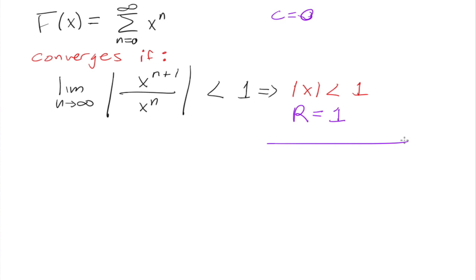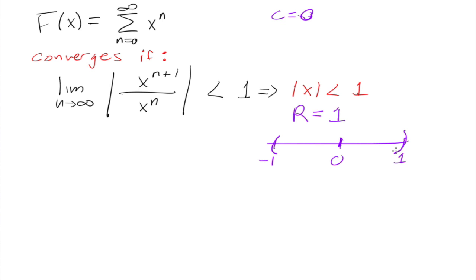So what this is telling me is that it converges on, let me draw a number line. So centered at 0, and it goes all the way from -1 to 1, right? So it's going to converge on this interval. So if you plug in a number greater than 1, then this series will diverge, right?